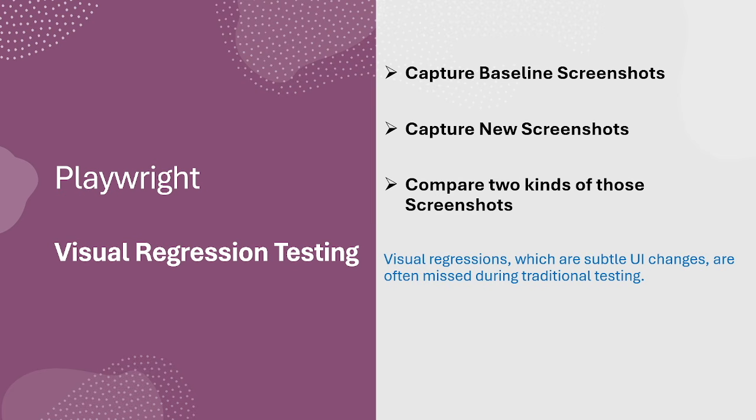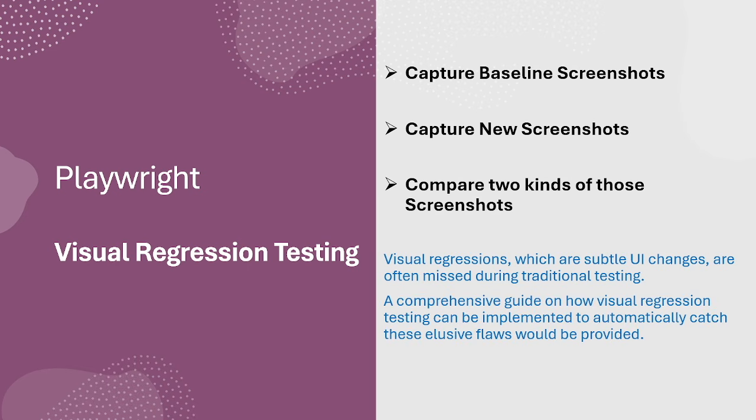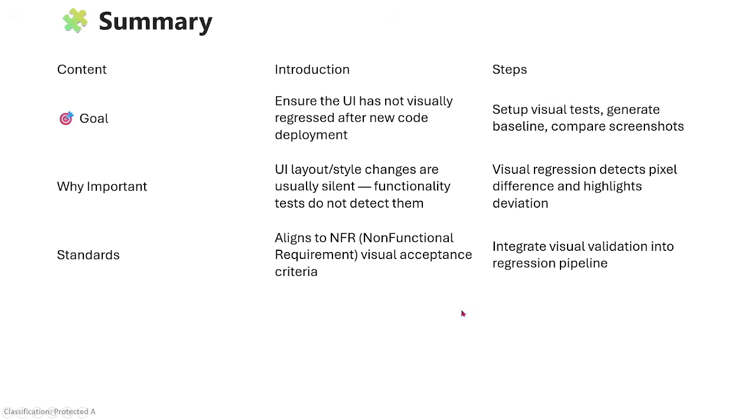Visual regressions, which are subtle UI changes, are often missed during traditional testing. A comprehensive guide on how visual regression tests can be implemented to automatically capture those visual flaws. Ensure the UI has not visually regressed after new code deployment. Set up a visual test. Generate a baseline. Compare screenshots.